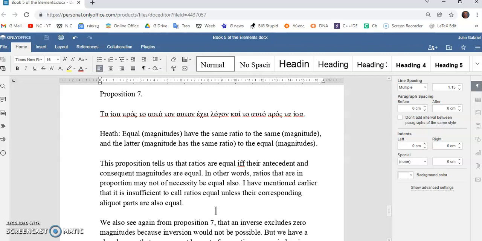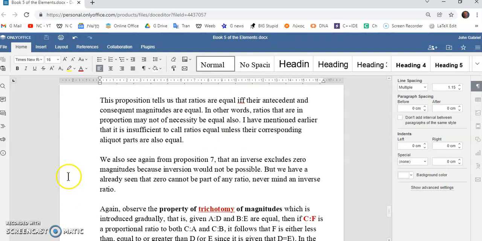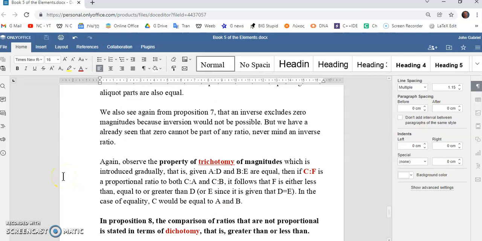And I have mentioned earlier that it is insufficient to call ratios equal unless their corresponding aliquot parts are also equal. So from the proposition, we see that an inverse excludes zero magnitudes again, because inversion would not be possible if we had zero as a number, right? And we also know that zero cannot be part of any ratio, because to be part of a ratio, you have to be comparing two magnitudes, and zero is no magnitude. You can't compare it to anything.